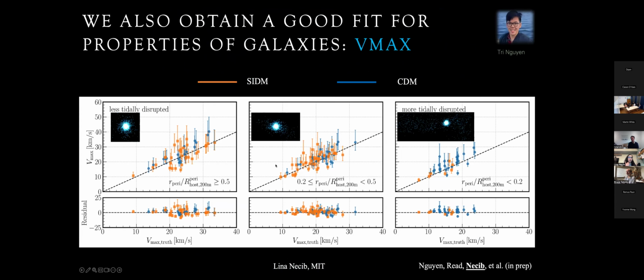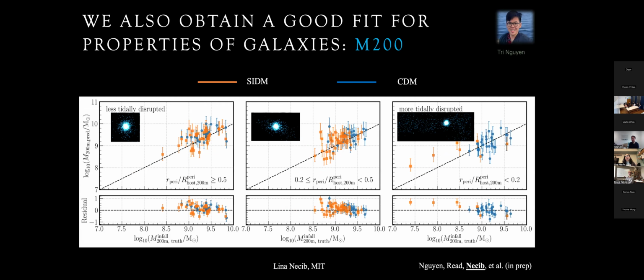And indeed, we are. Here what we're plotting, for SIDM versus CDM, is the Vmax that we recover versus the truth, for the less tidally disrupted and the more tidally disrupted. And indeed, things seem to be more or less well recovered for Vmax, which I introduced earlier as the maximum circular velocity, and that tells us about the inner gravitational potential.